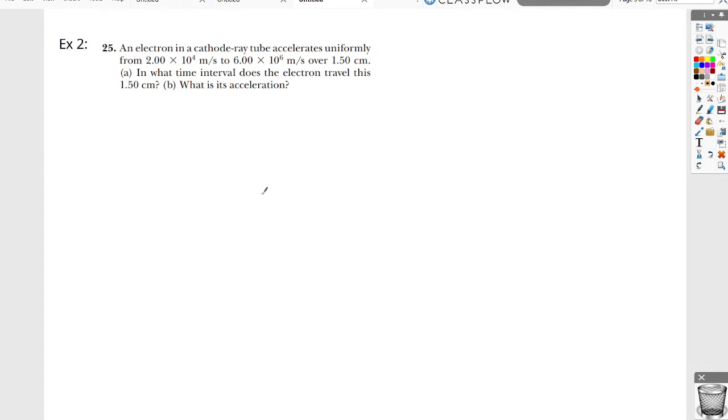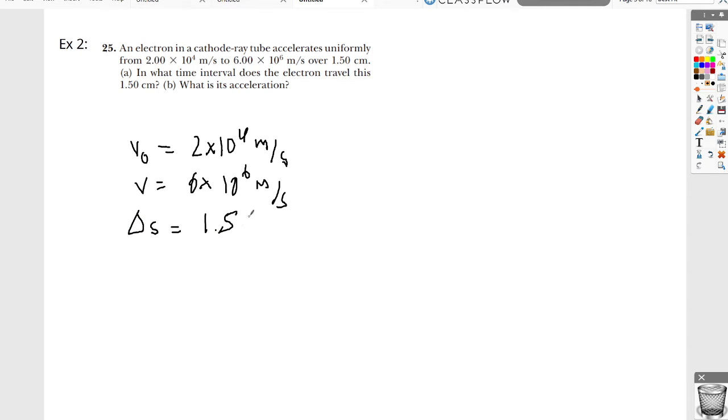So what is missing? Well, first of all, what do we have? So V naught is 2 times 10 to the 4 meters per second. V is 6 times 10 to the 6 meters per second. And our distance, delta S, is 1.5 centimeters, which I want to convert to meters. 0.015 meters. This is assuming 1 meter is 100 centimeters, which I don't actually have to assume. It's a human construct. It's just 0.015 meters.